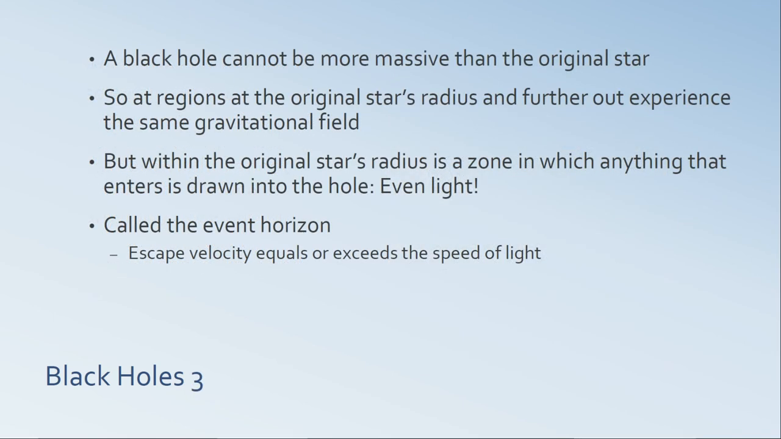A black hole can't be more massive than the original star. We can't create more mass here. So if we have regions at the star's original radius and further out, the gravitational pull they feel is exactly the same. But anything that's within the original star's radius is going to be drawn into that hole, even light. And so the star's original radius is called the event horizon. And this is where, to escape the pull of that star, an object would have to have a velocity that exceeds the speed of light, which, as far as we know, nothing does. So nothing can escape once it passes the event horizon.